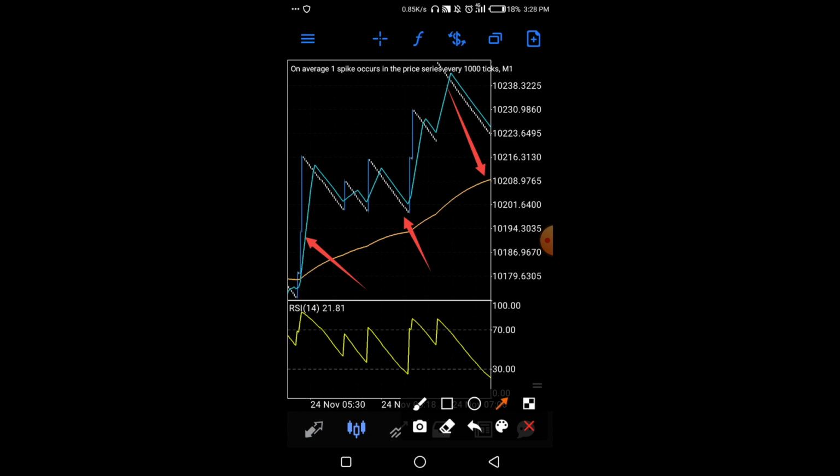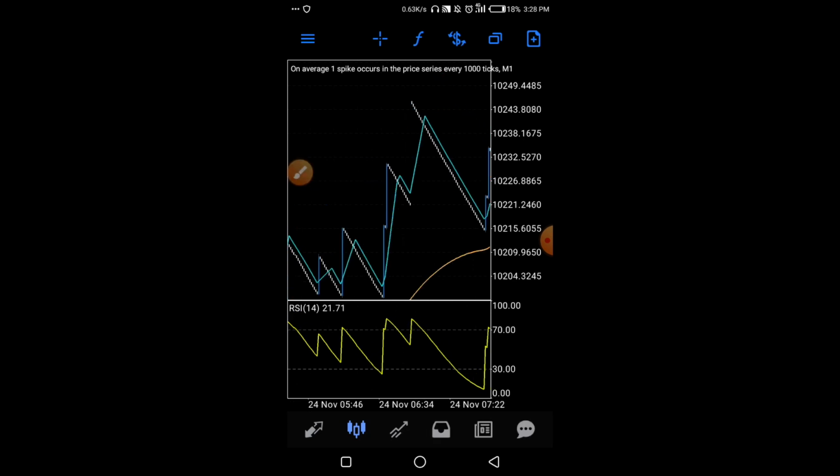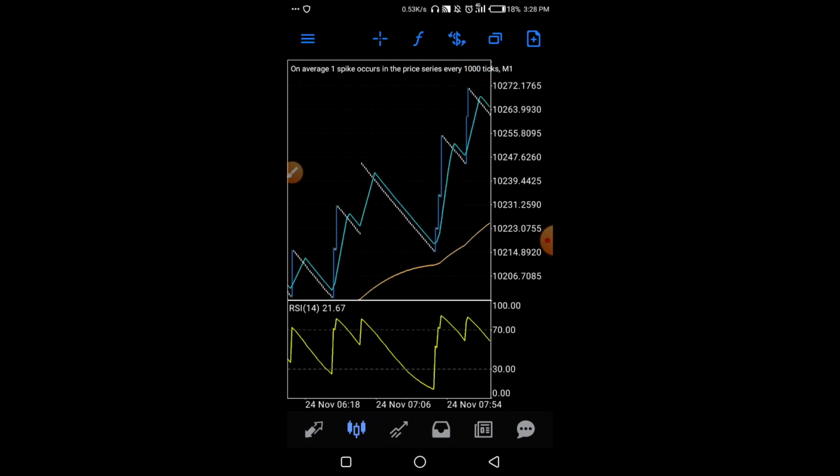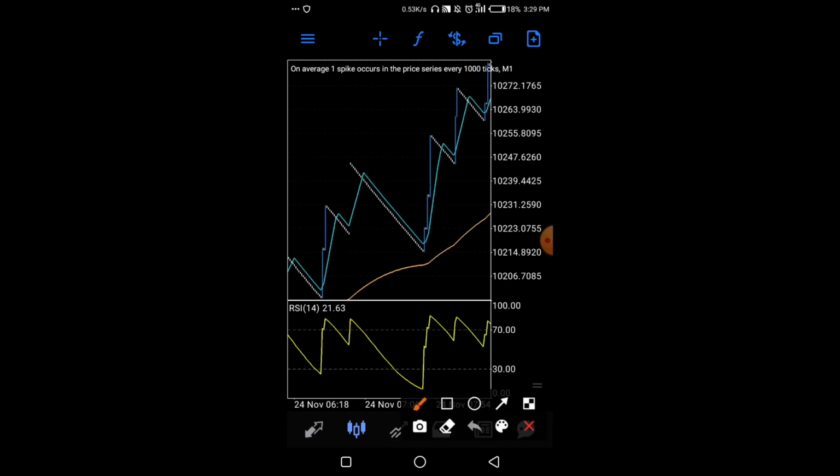Then we check the RSI if it's oversold. Then if RSI is oversold, we buy, right? So let's see. Yeah, as I told you, the market came back to this point, to the moving average, right? So it was near the moving average, but the market getting near the moving average doesn't mean we are safe to go, right? We have to check the RSI. So now let's get to the RSI.